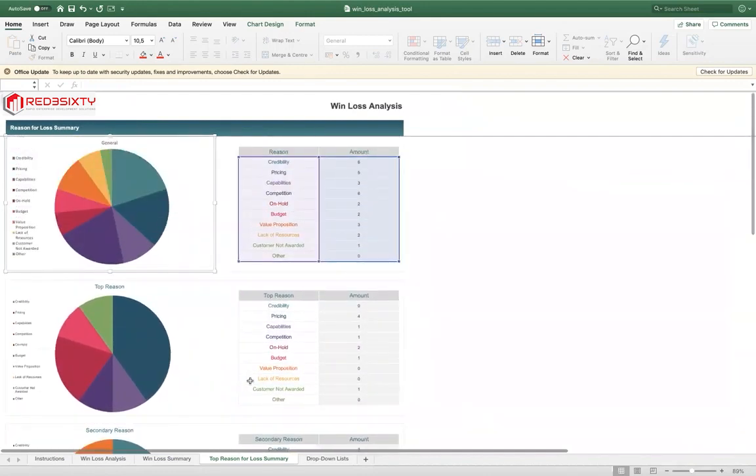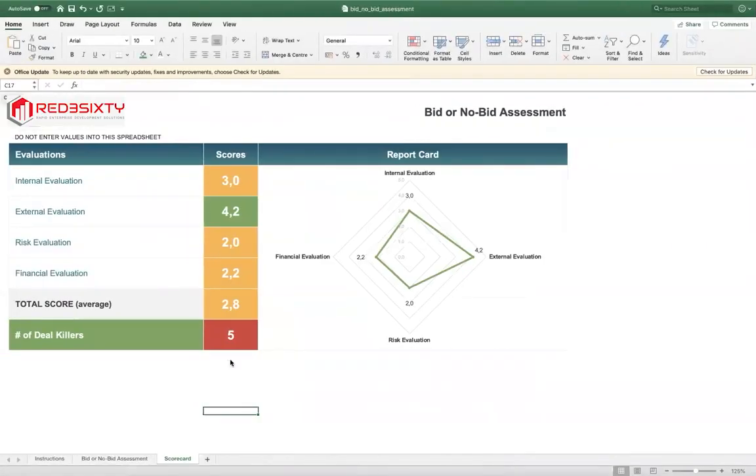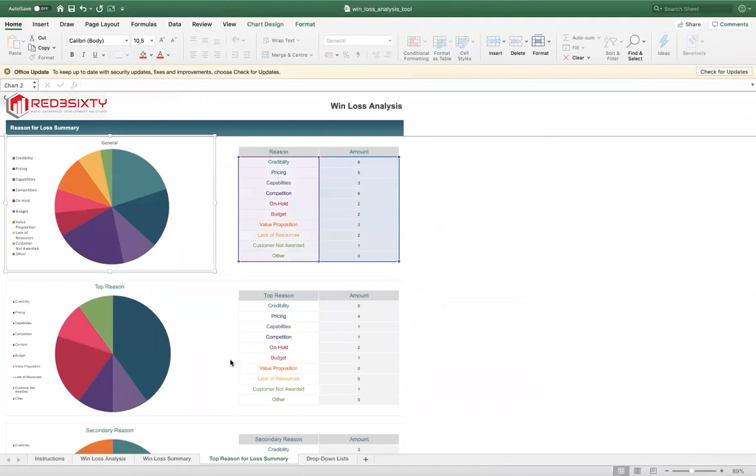And we are able to then take action in order to increase the number of wins by focusing on the reasons why we did not win those, and also making sure that we circle back and update that on the bid no bid assessment, making sure that in future we target more opportunities that we are able to win.